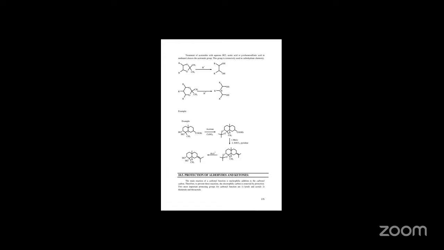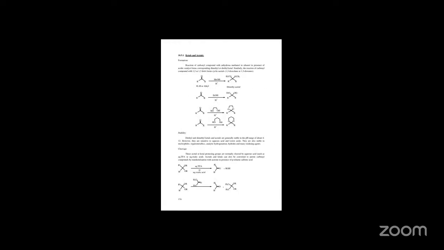Next, protection of aldehydes and ketones. When aldehydes react with methanol, they give the dimethyl acetal as the product. When carbonyls react with glycols, they give cyclic acetals or cyclic ketals as the product: if aldehyde, acetal; if ketone, ketal. When these acetals and ketals are treated with acid medium, the carbonyl compound is returned.